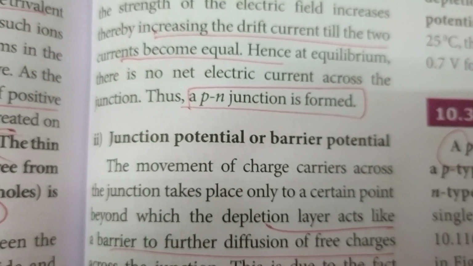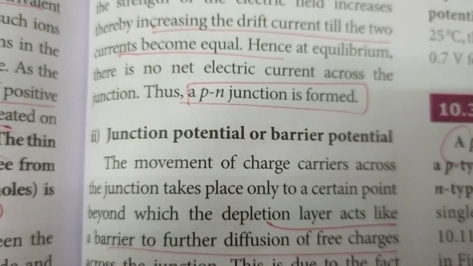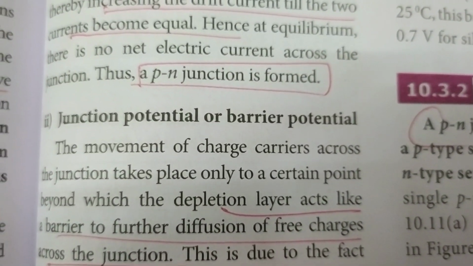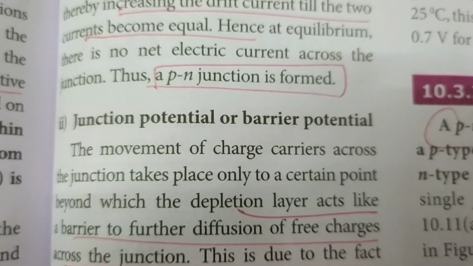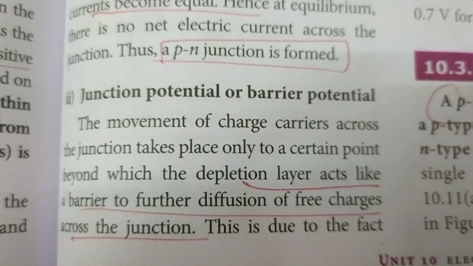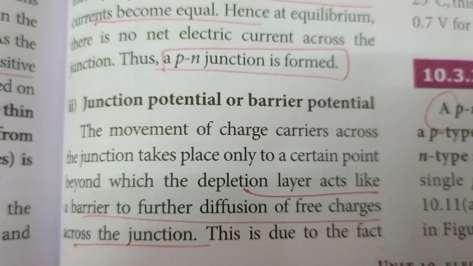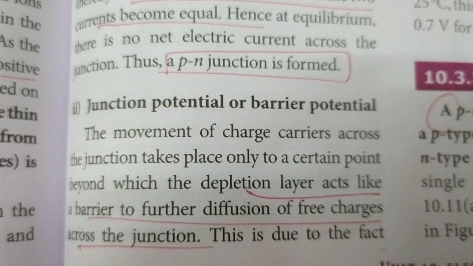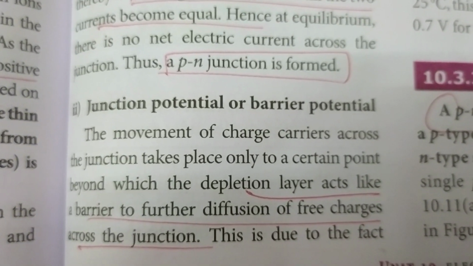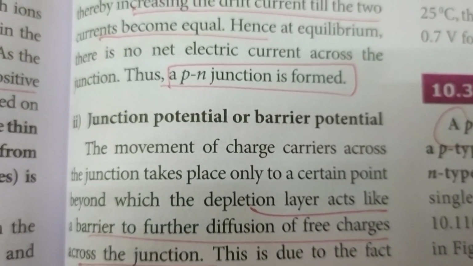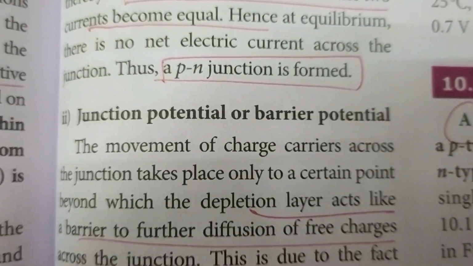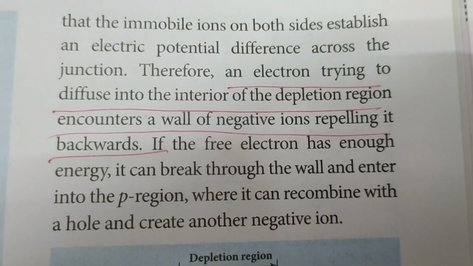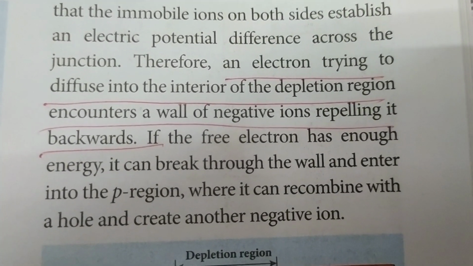Next we are going to see about junction potential or barrier potential. The movement of charge carriers across the junction takes place only for a particular time. After this, the depletion layer will act as a barrier. Barrier means it is like a door, which will block the further diffusion of free charges across the junction. Barrier actually means blockage, so the further movement will stop. An electron trying to diffuse into the interior of the depletion region encounters a wall of negative ions.